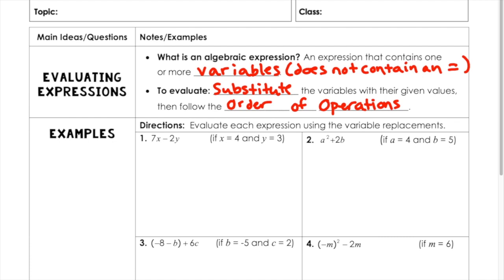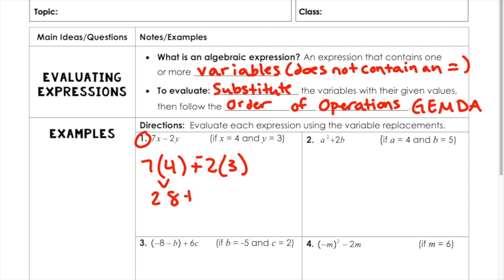For now, we are still using GEMDAS, and subtraction is still gone. All right, so let's take a look at 1, and then we'll do 3 and 4. We have 7x minus 2y if x equals 4 and y equals 3. So all I have to do is sub in 4 for x and 3 for y. We just have multiplication and subtraction, which I'm going to change to a plus negative so that I only have addition. 7 times 4 is 28, plus negative 2 times 3 is negative 6. So now I have 28 plus negative 6, which equals 22. And I'm done. Pretty simple.